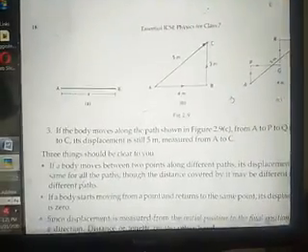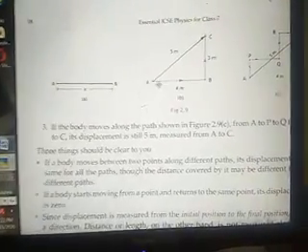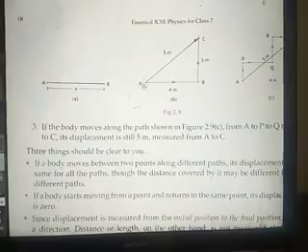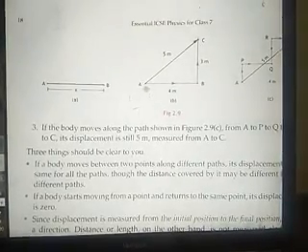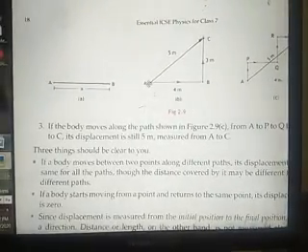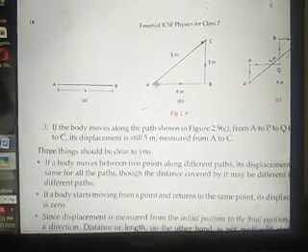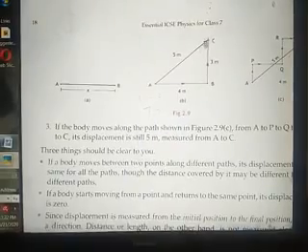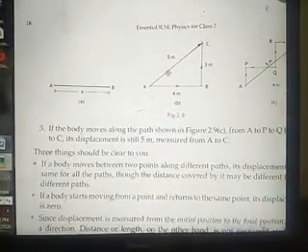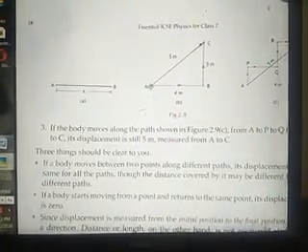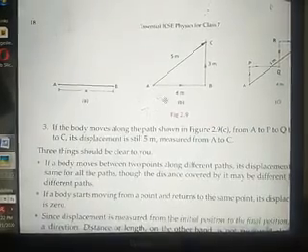Second thing, children, if the body starts from the initial position and returns back to the same point, okay, then we can say displacement is 0. As the body starts from A, after traveling a certain distance, if it comes back again to the same position A, in that case displacement is 0.